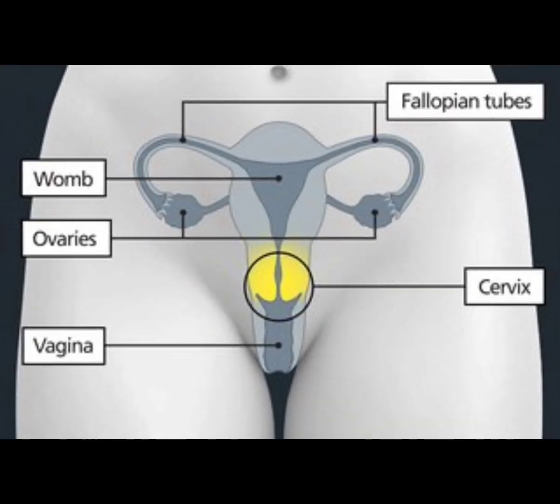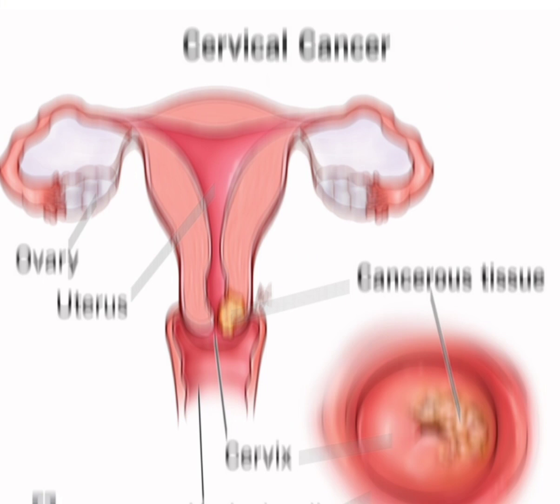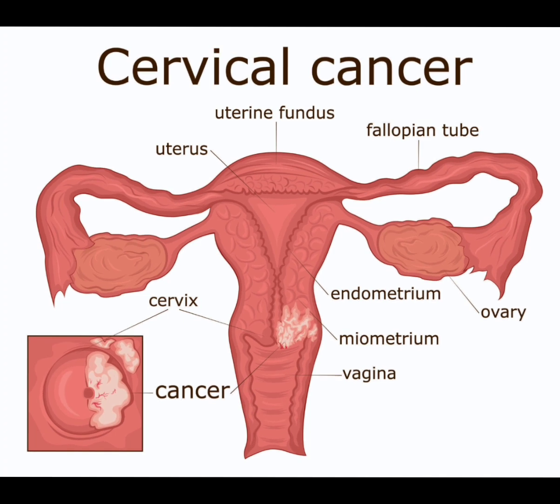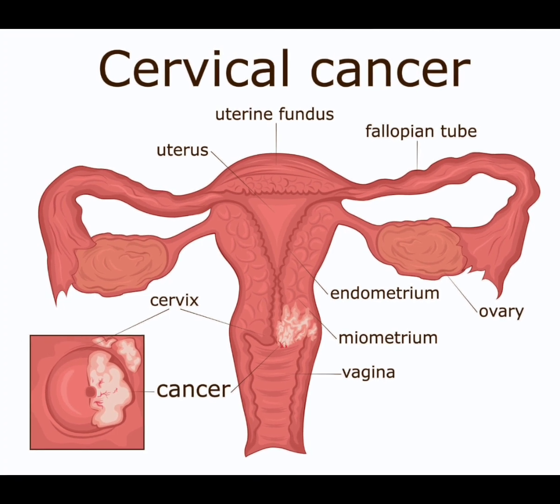HPV is a sexually transmitted infection, STI, like the common HIV, and it can be transmitted through vaginal, anal, or oral sex. HPV can also be transmitted from mother to child during childbirth. Not everyone who is infected with HPV will eventually develop cervical cancer. However, the risk of developing cervical cancer increases with the number of HPV infections a woman has. The progression of HPV infection to cervical cancer is a multi-step process that can take many years.